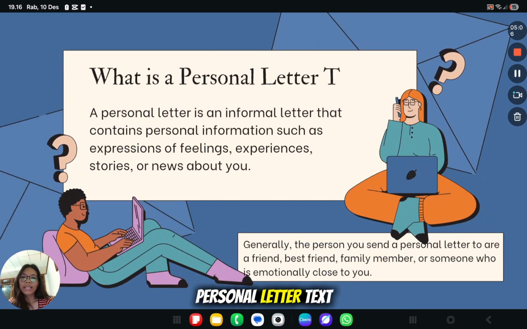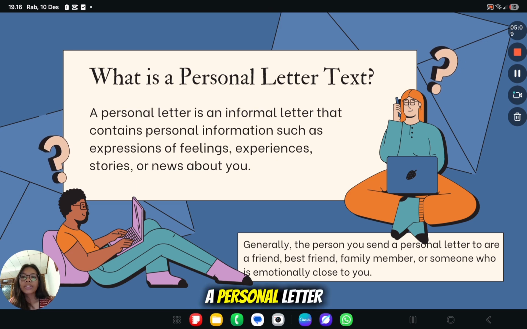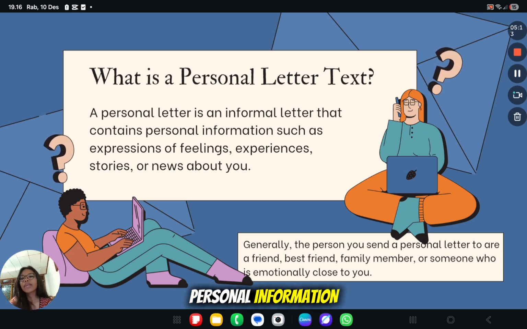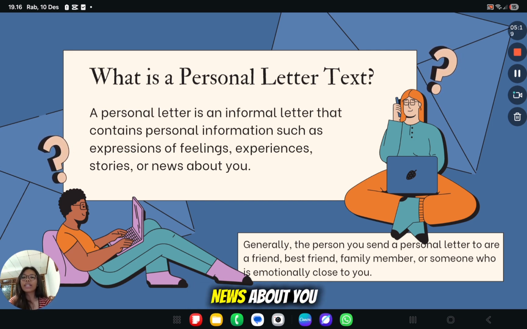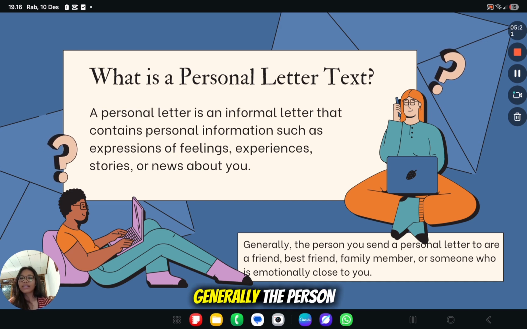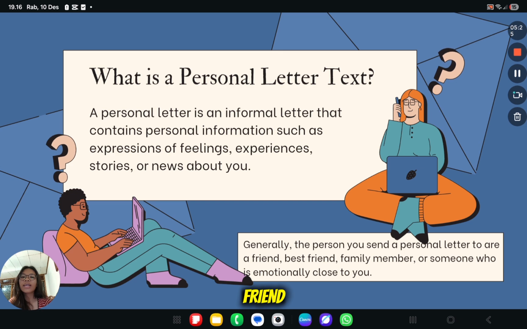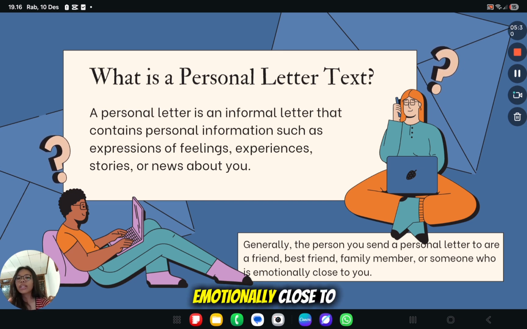What is a personal letter? A personal letter is an informal letter that contains personal information such as expression of feelings, experience, stories, or news about you. Generally, the person you send a personal letter to is a friend, a best friend, family member, or someone who is emotionally close to you.